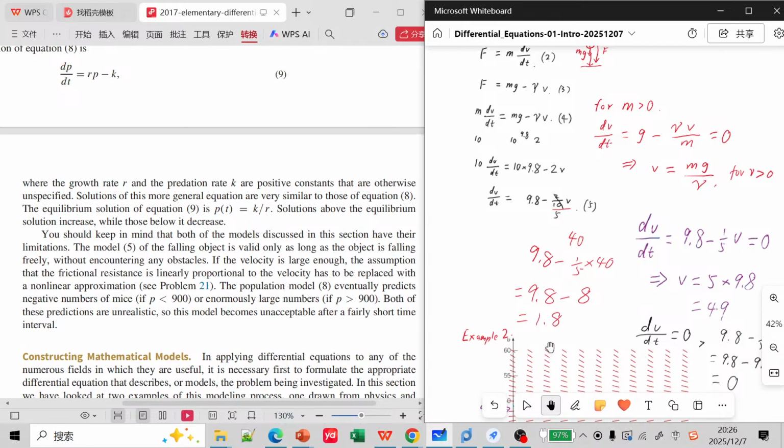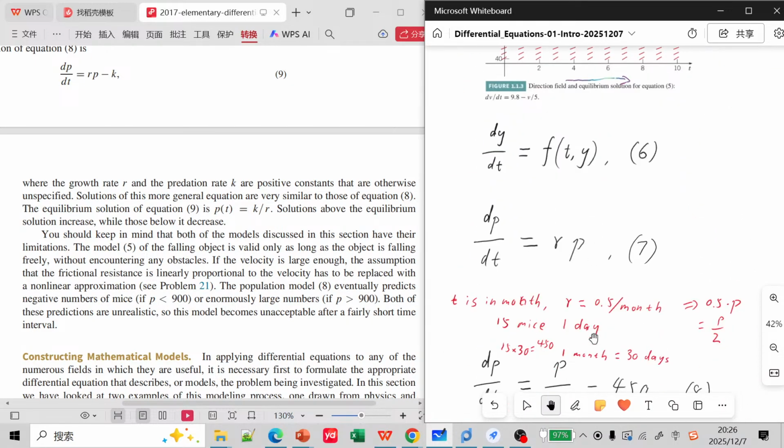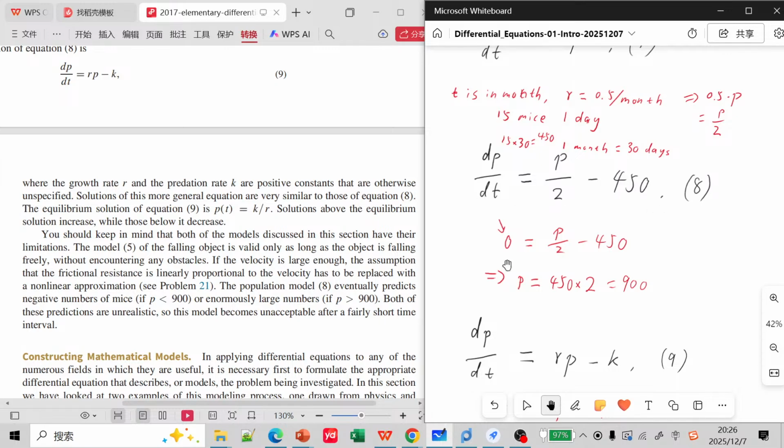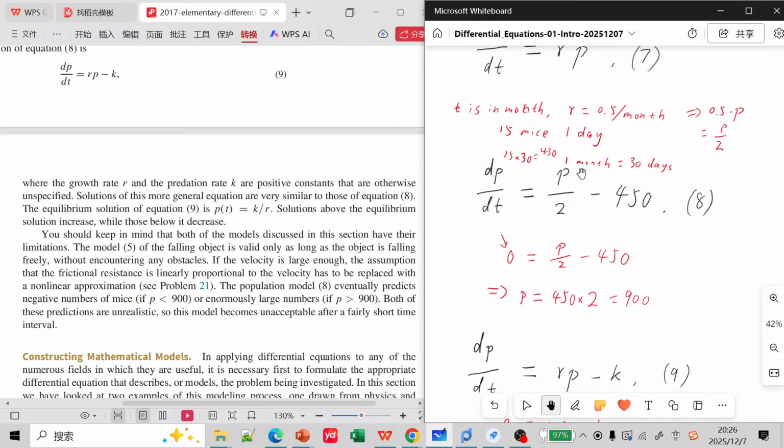The population model 8 eventually predicts negative numbers of mice if P is less than 900, or enormously large numbers if P is very, very large. Both of these predictions are unrealistic, so this model becomes unacceptable after a fairly short time interval.